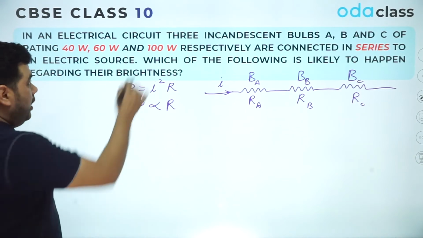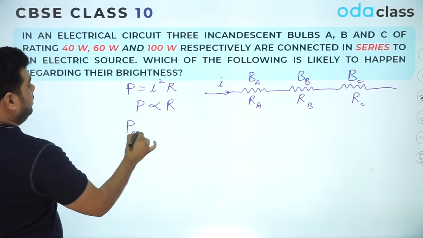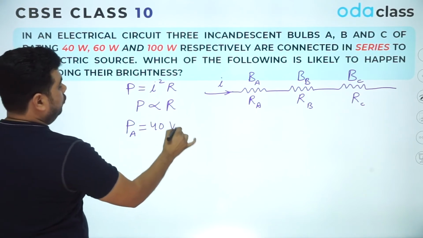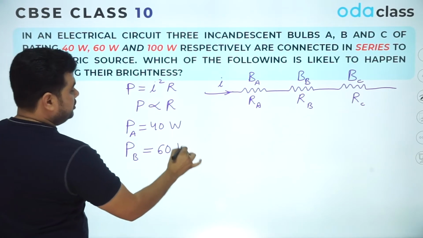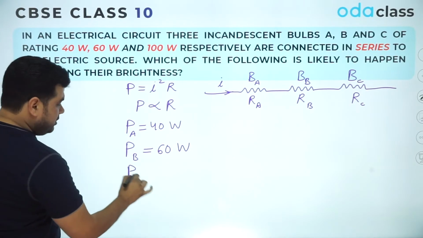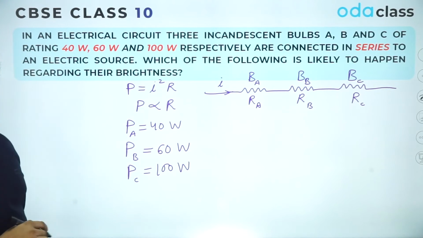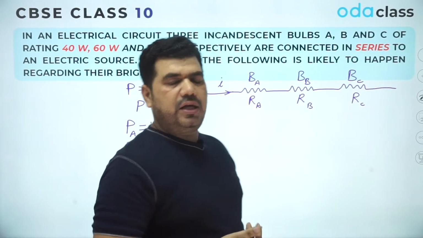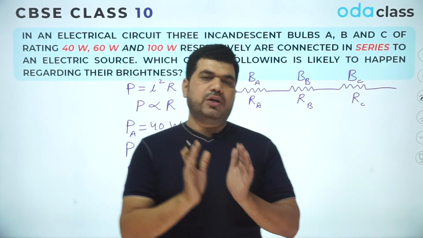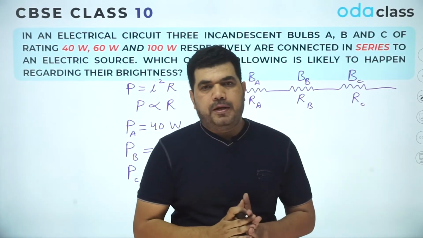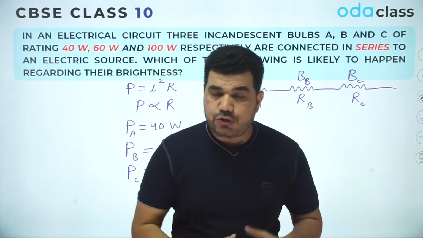Let's see. Bulb, power of A, as you know, is 40 watt. Power of B is equal to 60 watt, right? And then you can see power of C is 100 watt. So how will you find the resistance of a bulb? Because in case of a bulb, the resistance will always be constant. But the power consumption and the voltage applied to the bulb will change.